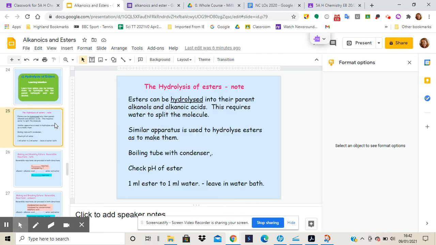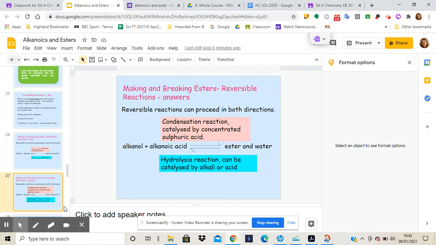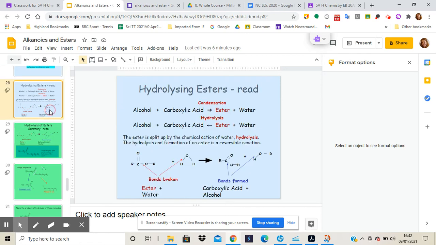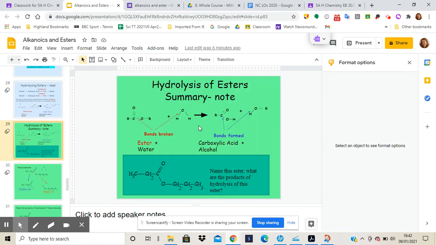So then we get to hydrolysis. Hydrolysis of ester is the complete opposite of condensation. So you use water. You can use this in a slightly acidic or slightly alkaline way. So if you use an alkali, you end up with a salt rather than the acid. There's a wee note here about that, the two different reactions. And then you've got that there or on the summary sheet or the slide just to have a look at that.